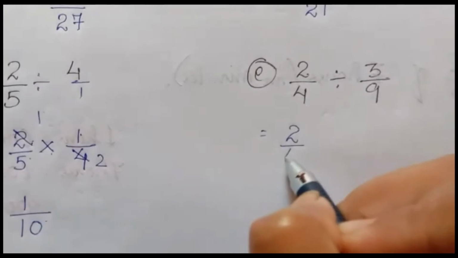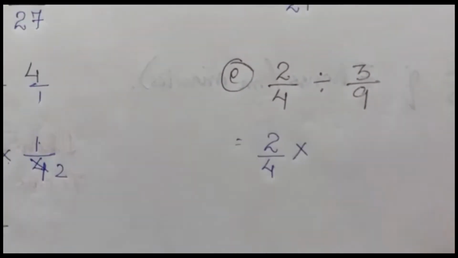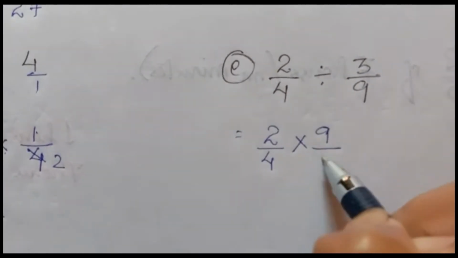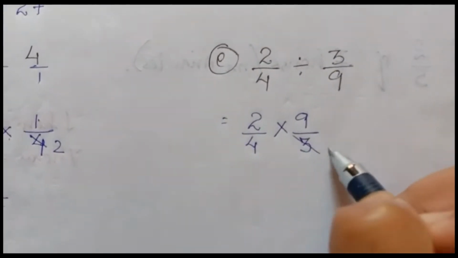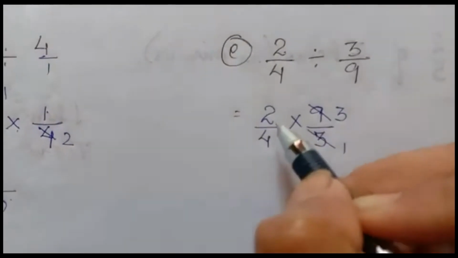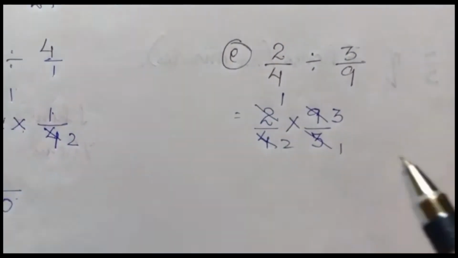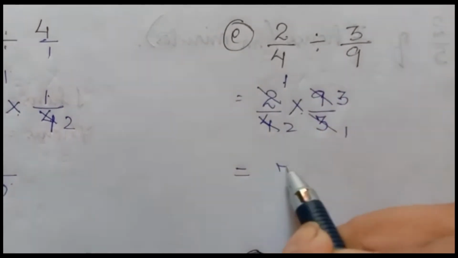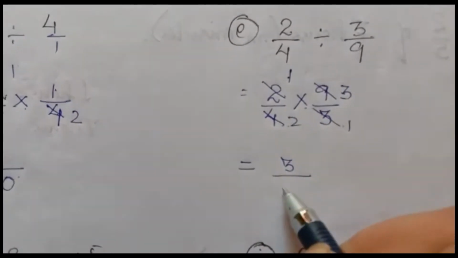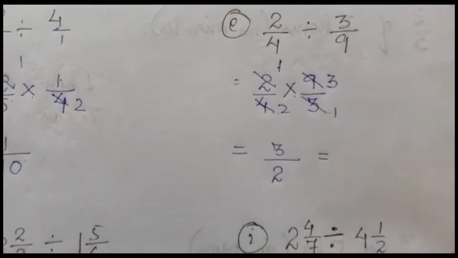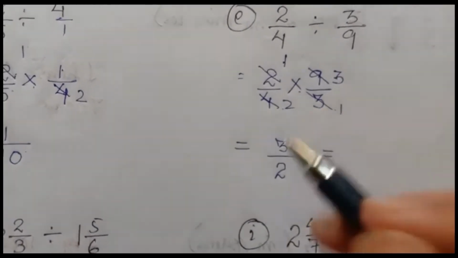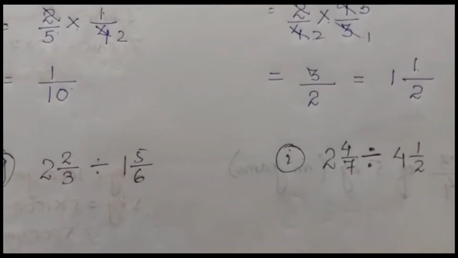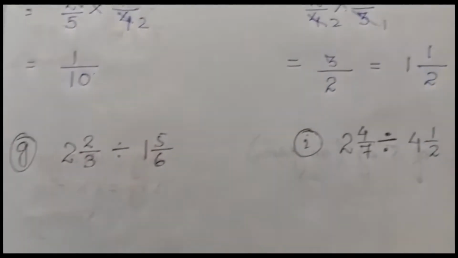2 by 4, convert this division into multiplication, write its reciprocal. Reciprocal of 3 by 9 is 9 by 3. You can cancel this. 3 1s are 3, 3 3s are 9. 2 1s are 2, 2 2s are 4. Is equal to, now multiply 1 into 3, 3 divided by 2 1s are 2. Now this is an improper fraction. You have to write it in mixed fraction, and you know how to write a mixed fraction. 2 1s are 2, remainder 1. Answer is 1 1 by 2.